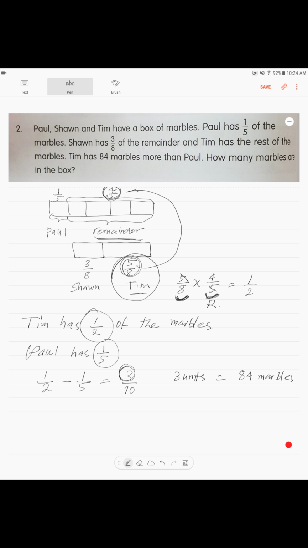So if 3 units is 84, then 1 unit is how much? 84 divided by 3, and it is 28. Out of 10, so 1 unit is 28. How much is the total? How much is this 10 units? 10 units is 28 times 10, which is 280. This is your answer. There are 280 marbles in the box. All right.